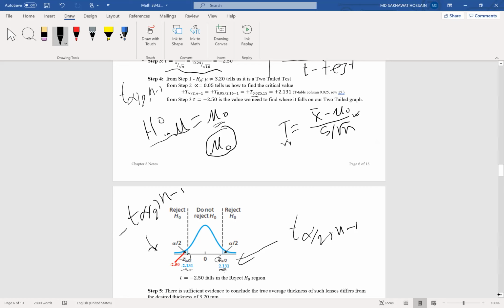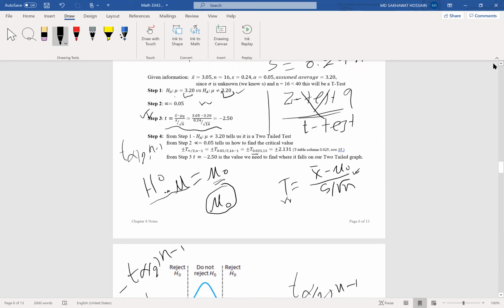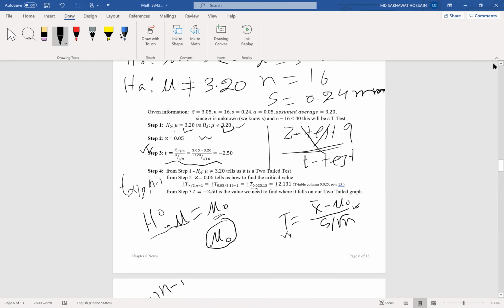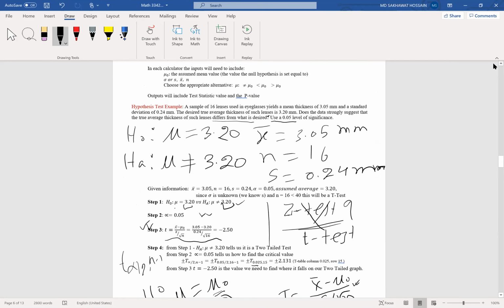Wait, so alpha is 0.05. Why? It is given. If you look at the question, you can see the significance level was given, and it was 0.05. Yeah, very good question. So alpha is the level of significance, which is 0.05. It was given.